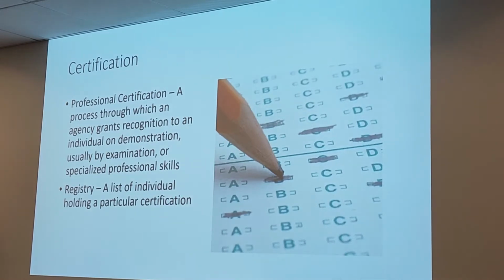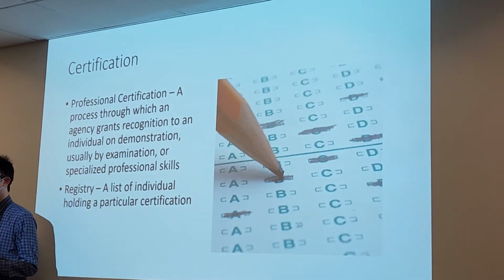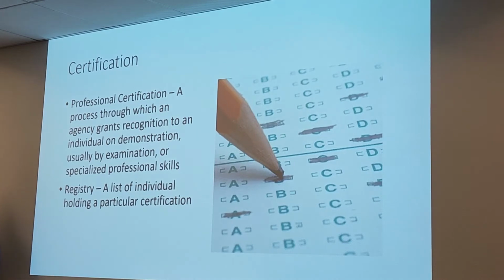Okay. Moving on from accreditation, we have certification. Certification is now for individuals rather than the school. So this is a process through which an agency grants recognition to an individual, right, one of you, upon demonstration of skills through examination, right? So for example, the registry at the end of these 2 years. Speaking of which, a registry is a list of individuals holding a particular certification.